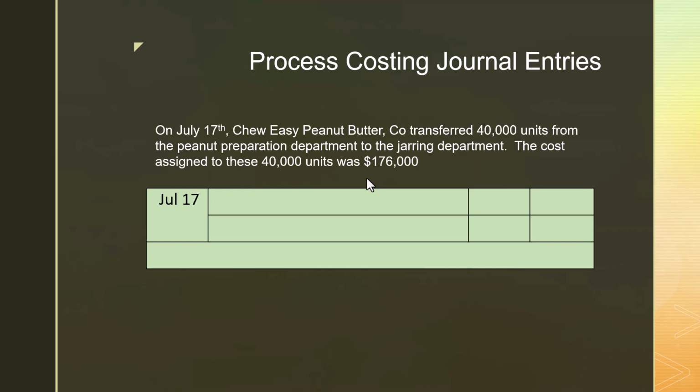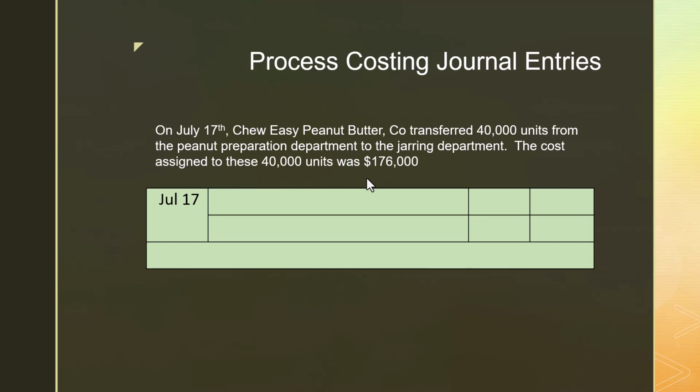The first one is going to be the transfer of units. Chew Easy Peanut Butter is going to transfer 40,000 units from the first department, peanut preparation department, to the second department, the jarring department. And we know from the peanut preparation department's PCR and the jarring department's PCR that the amount of cost that got transferred between the two different departments was $176,000. We've got to affect the respective subsidiary accounts for WIP for these two different departments to move it out of the first phase, the peanut preparation, and into the second phase, the jarring department.